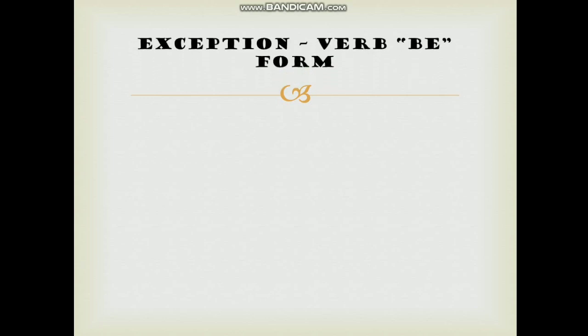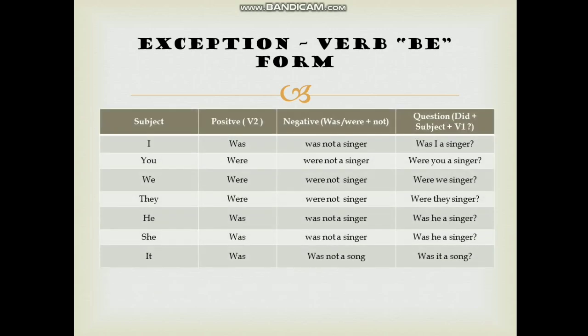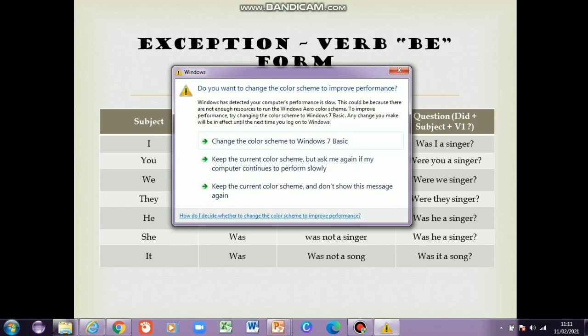And for the last part, this is an exception: the verb be form, which people call a nominal sentence. It means we don't need to state a verb in the sentence, but we have to state a to be. And the to be is different, because in a verbal sentence we use did, and for the nominal sentence we use was or were. Was is for a singular subject and were is for a plural subject.